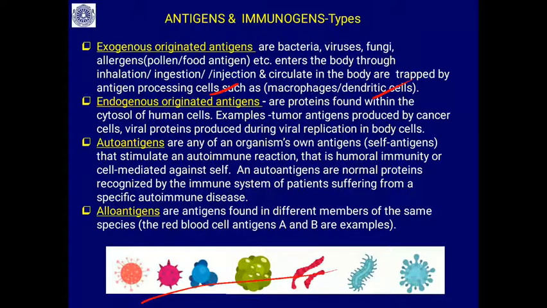Then there are endogenous antigens, which are the proteins found in the cytosol or cytoplasm of human cells. For example, tumor antigens, which are produced by tumor cells or cancer cells, or else virus-infected cells, which also exhibit some viral proteins on their cell surface. These are called endogenous antigens. Then autoantigens. Sometimes an organism's own antigens cannot be considered as self antigens.